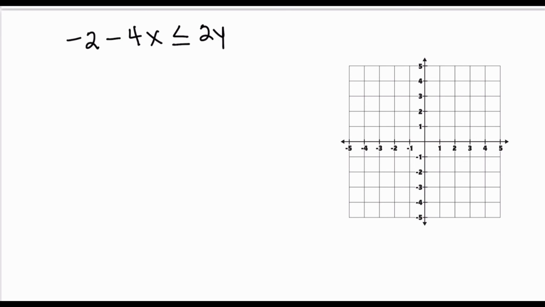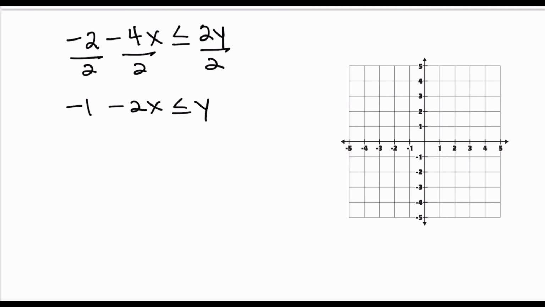We have -2 minus 4x is less than or equal to 2y. Notice that the y is almost by itself, except that we have to get rid of the 2. So I'm going to go ahead and divide the entire inequality by 2. So when I divide by +2, it does not change the direction of the inequality. You only change it when you multiply or divide by a negative number. So we have -1 minus 2x is less than or equal to y.